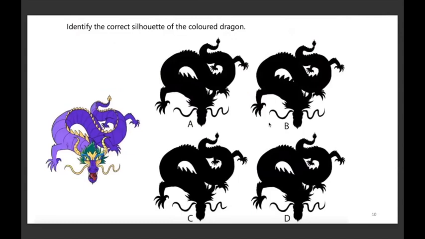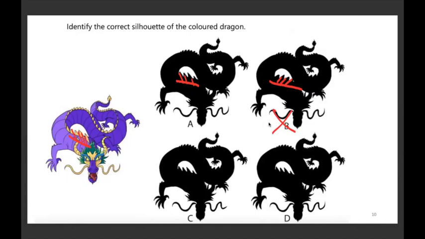Identify the correct silhouette of the colored dragon. We are given a dragon here. We have to identify the correct silhouette for this colored dragon. Let's look at all the options one by one. When you compare all the options together, what you will find is in option B the hair of the dragon is in a different direction versus in A, C, and D. When you look at the question figure, the hair of the dragon is as we see in A, C, and D, so B is wrong.